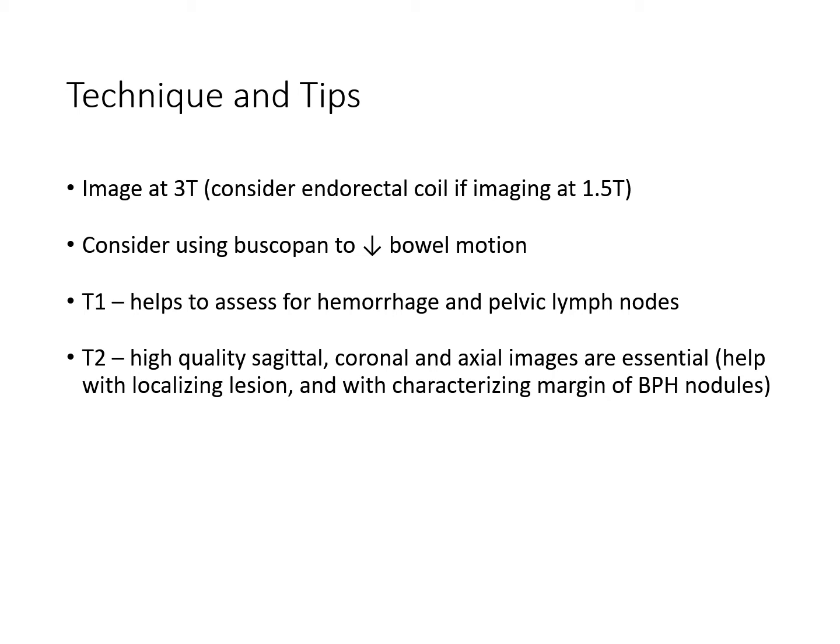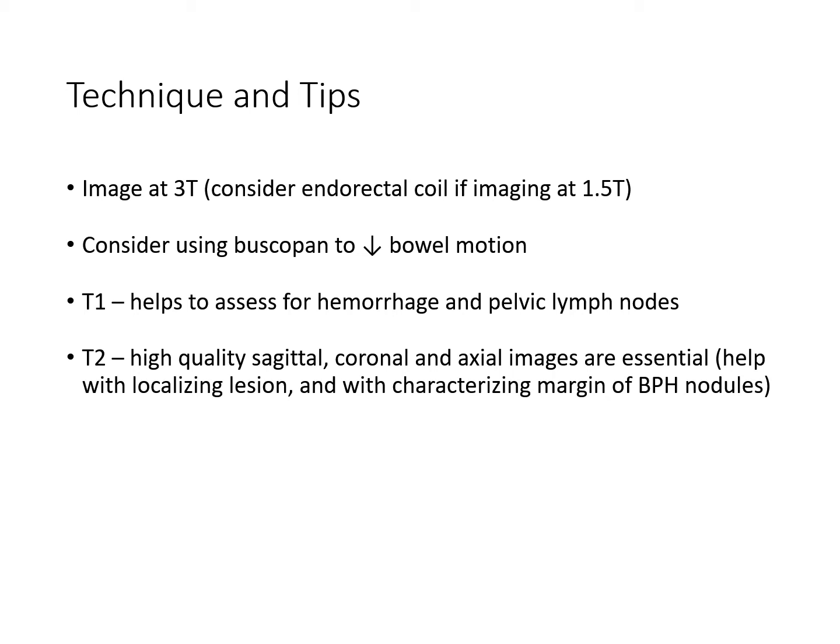If you have a 3T scanner, which we do, alhamdulillah, then you should use that because you get better signal to noise ratio, and you can get better diffusion weighted images as well. If you don't have 3T, and you only have 1.5, you can use an endorectal coil, which can help. You should use Buscopan. That will help to improve the images. It's worth doing a T1 sequence just to see if there's hemorrhage from biopsy, for example, which can also give a low signal on T2. And you can also look for the nodes.